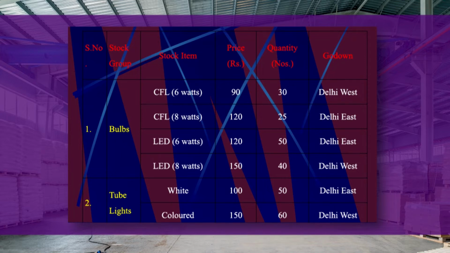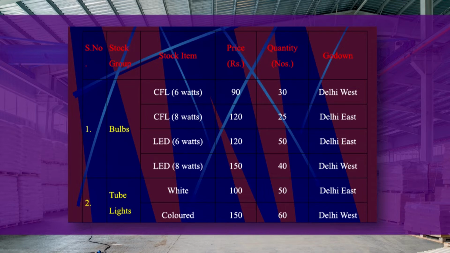We can count the tube light in number, that we are having 10 tube lights, we are having 20 tube lights or say 50 tube lights. Now within Surbi Limited, white tube light is of 100 rupees and they are available in 50 number and they are stored at Delhi East. Whereas tube light colored is of rupees 150 and quantity is 60, which is available with Surbi Limited and they are stored at Delhi West Godown.